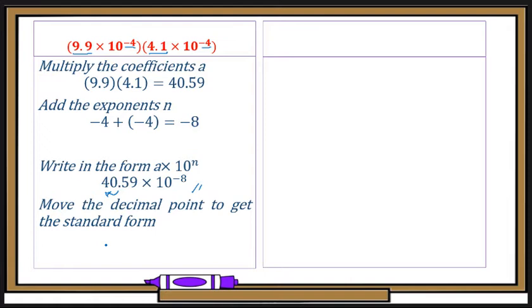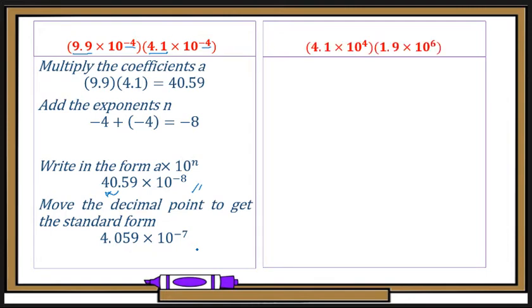And if you still recall, pag nag-move tayo ng decimal place to the left, then we add 1. So, you're going to end up with 4.059 times 10 raised to the power of negative 7. Again, for every 1 unit movement to the left, you have to add 1 to the exponent. And then, pag sa right naman, for every 1 decimal point movement to the right, subtract kayo ng isa sa exponent. Okay?